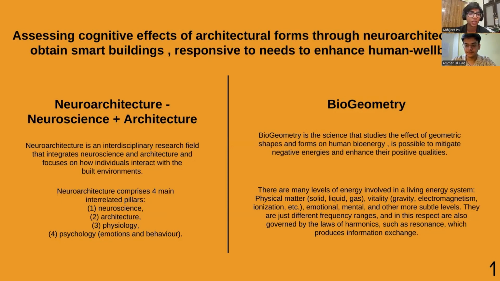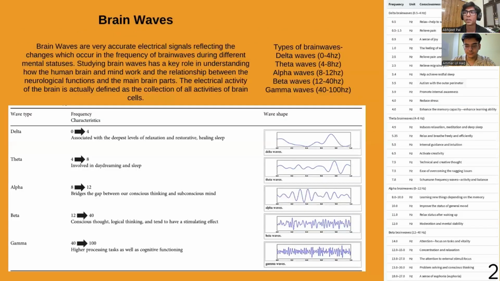Now, when we talk about energy or information exchange in the context of neuroarchitecture, we are referring to brain waves. So, what are brain waves? Brain waves are very accurate electrical signals reflecting the changes which occur in the frequency of brain waves during different mental statuses. As you can see on the table on the left, there are five types of brain waves.